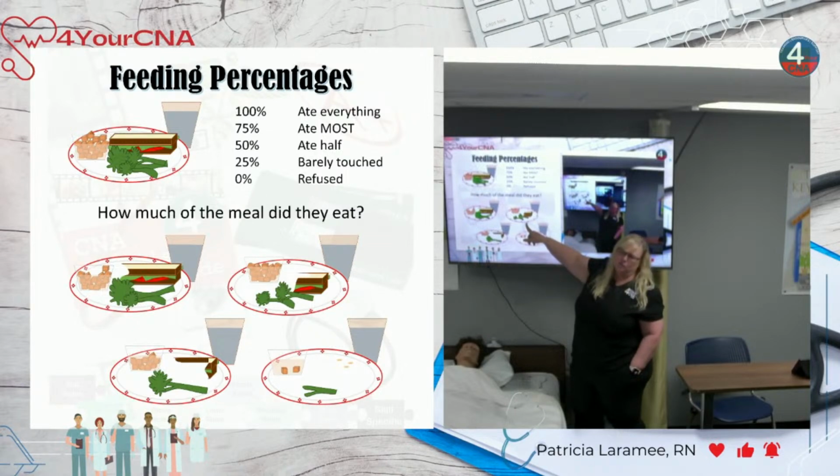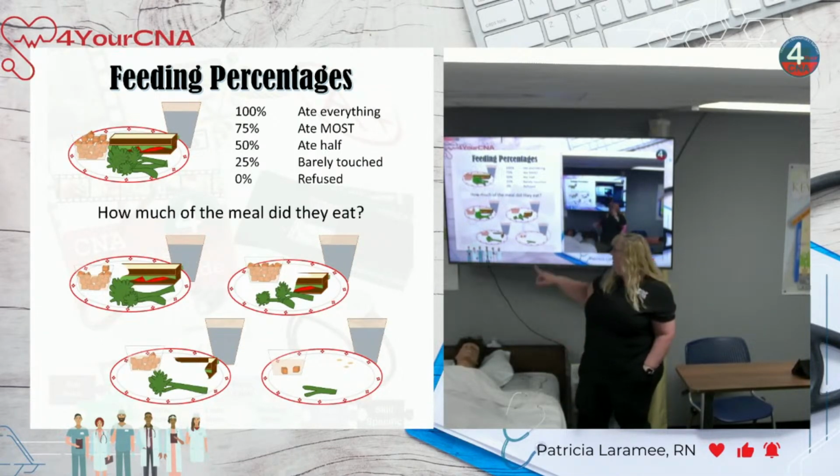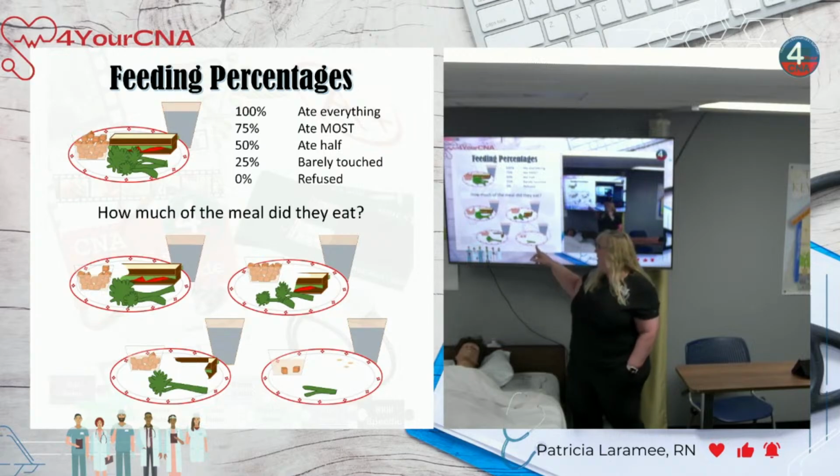What about this one? Roughly half. Yeah, roughly half. What about this one? 75. 75. And what about this one? 100. I mean, that's everything. It's almost everything. Yeah, we can give them credit. I don't think that broccoli stalks count. We can give them credit for 100.